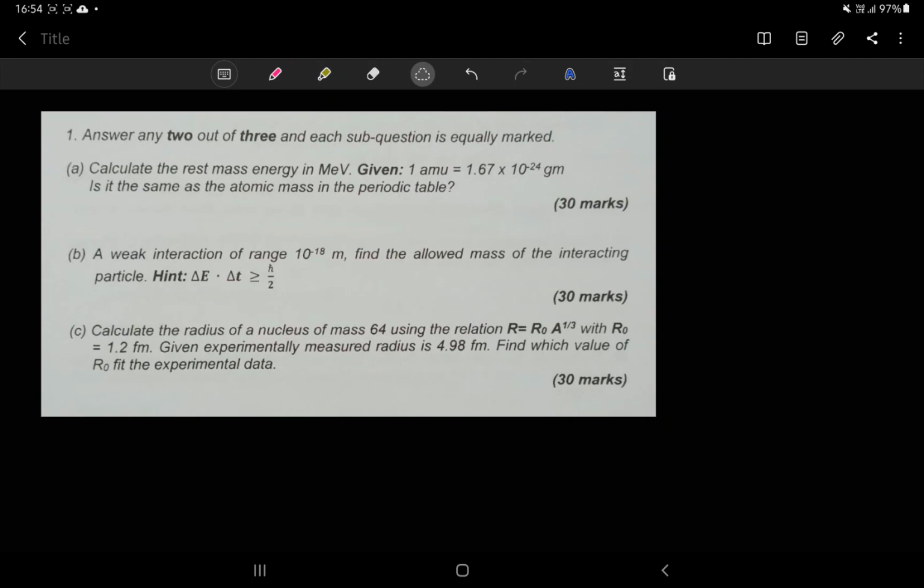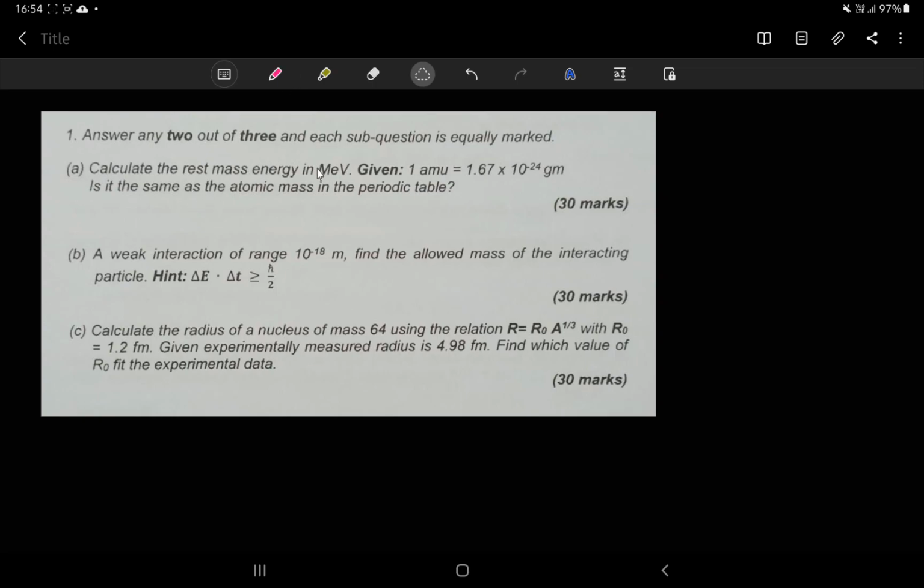So today we are going to answer the nuclear physics question. This question is taken from the last semester final exam, 2022-2023 session. Without further ado, let's get started with question 1a.